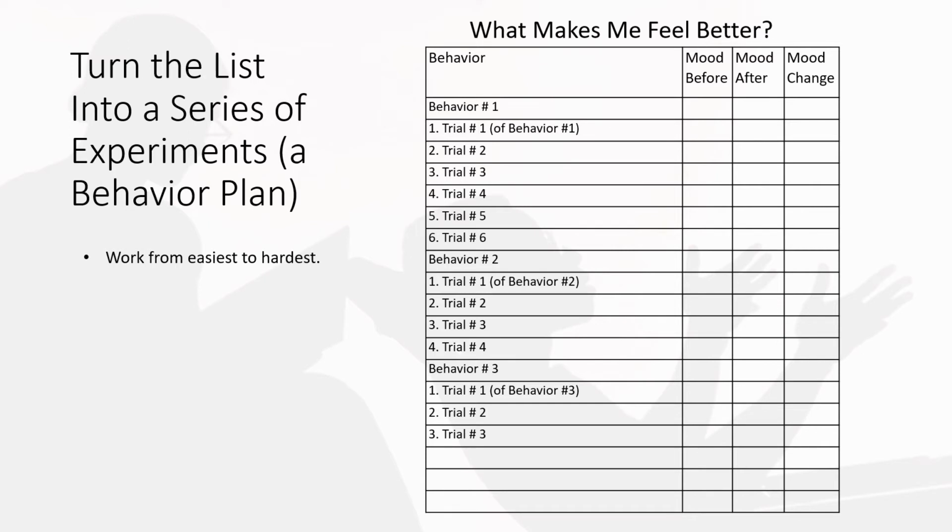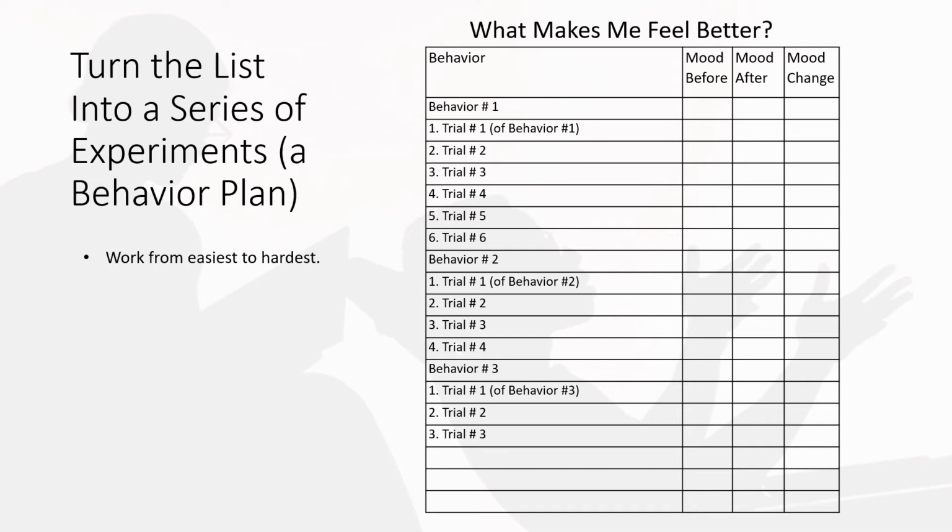We're going to turn the list into a series of experiments. And I'm going to tell the patient, you know, in order for an experiment to be valid, we have to be able to replicate it, which means we need to be able to measure it, right? And so we're going to start with whatever was number one on the list of easiest, most accessible behaviors. And what we need to do is turn this into a measurable thing.